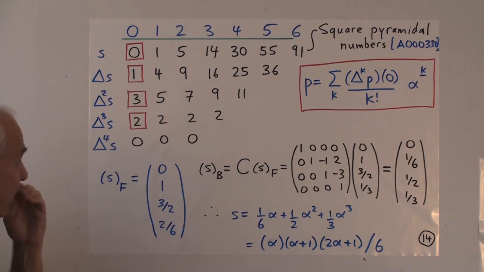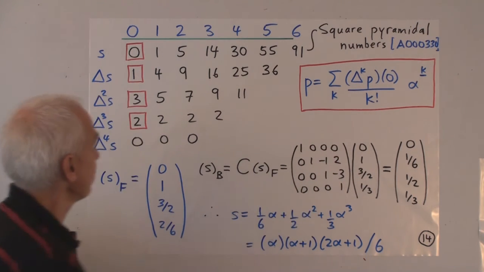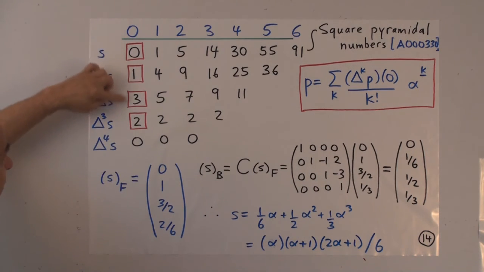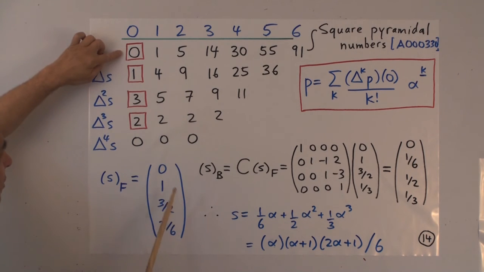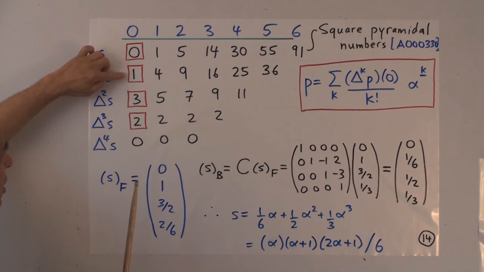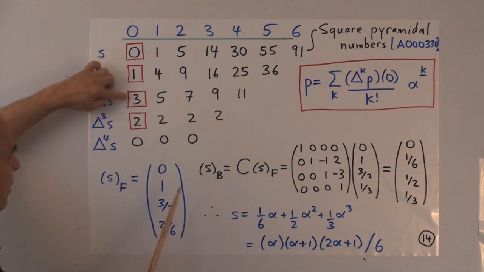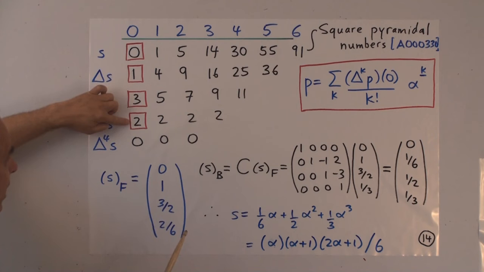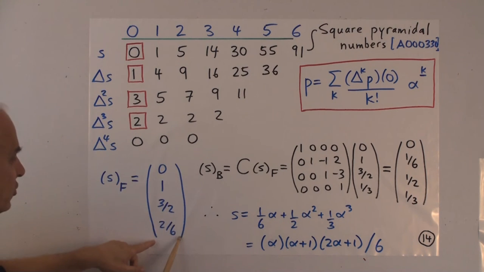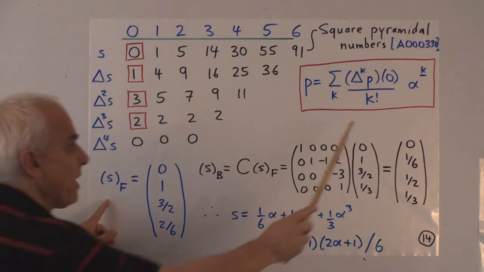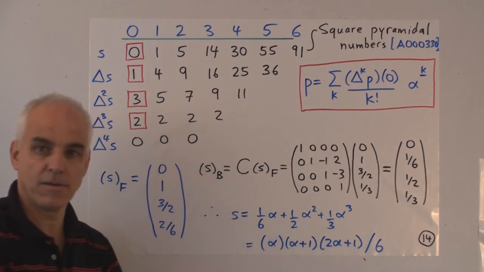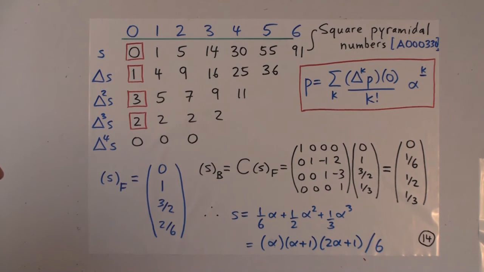So what are these coefficients? Well, they're just these numbers divided by the corresponding factorial. So 0 divided by 0 factorial, which is 1, that's 0. 1 divided by 1 factorial, 3 divided by 2 factorial, and 2 divided by 3 factorial. That gives us a vector of coefficients of this sequence with respect to our falling power basis, f.